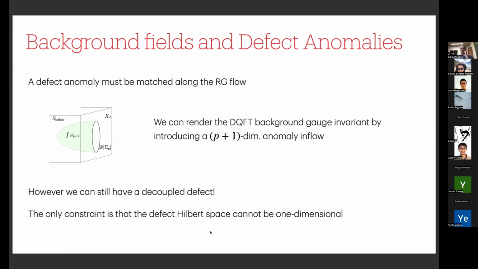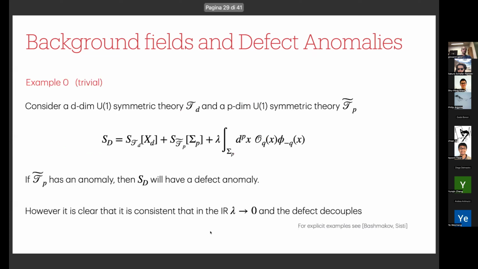So let me give now some examples. The first one is, let's say, a trivial example, in the sense that it is a little bit ad hoc, but it's just to show that the defect anomaly can be matched by a decoupling scenario.